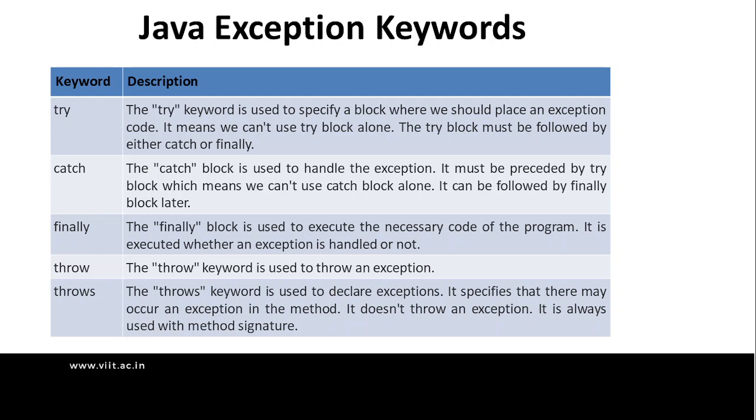The throw keyword is used to throw an exception, and the throws keyword is used to declare an exception. It specifies that there may occur an exception in a method. It does not throw an exception. It is always used with the method signature.